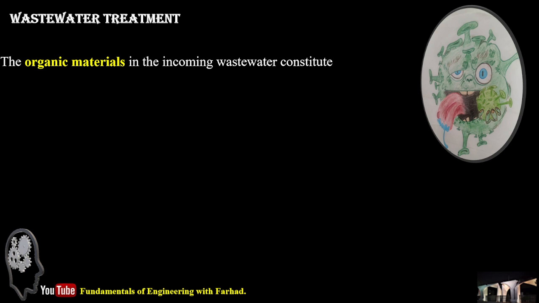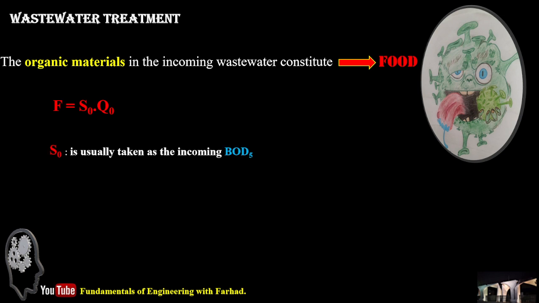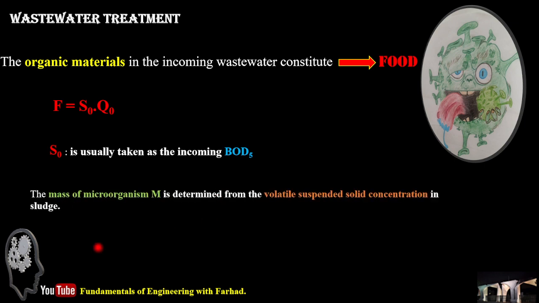So let's see what's happening exactly there. The organic material in the incoming wastewater constitutes what is called the food, and that's an equation for that. Food is equal to S naught Q naught. S naught is usually taken as the incoming BOD5. The 5 stands for 5 days, and that's biological oxygen demand, which is like food to the microorganisms. And Q naught is the flow of the wastewater.